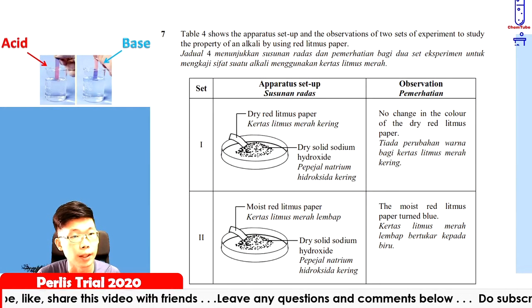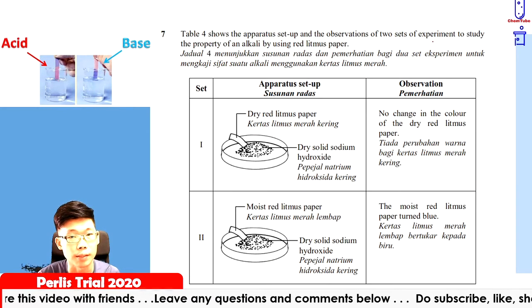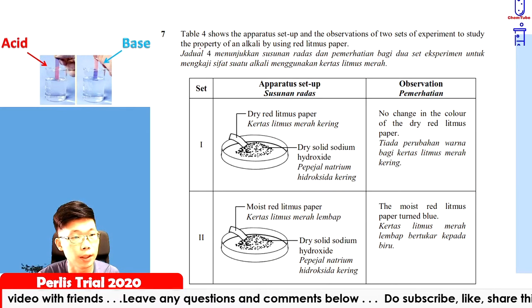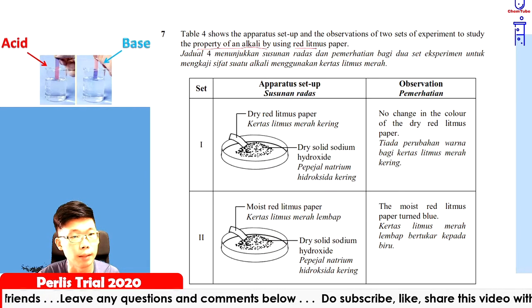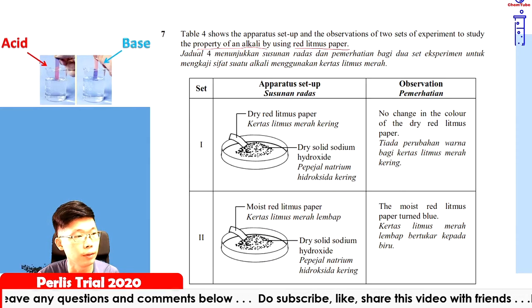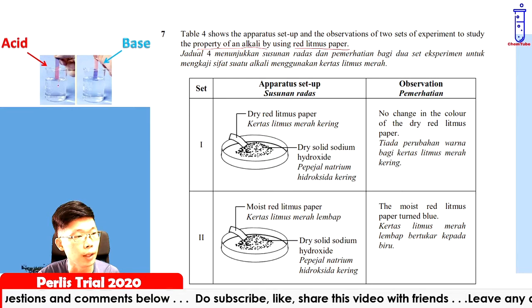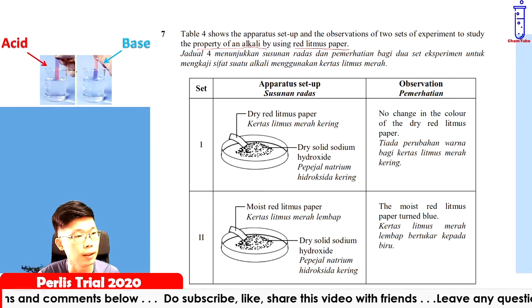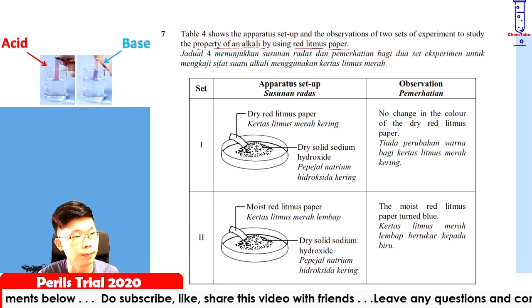The table shows the apparatus set up for observation of two sets of experiments to study the property of an alkali by using the red litmus paper. For your information, if you put the litmus paper into the acid, it turns red. Put into the base or alkali, it turns blue.